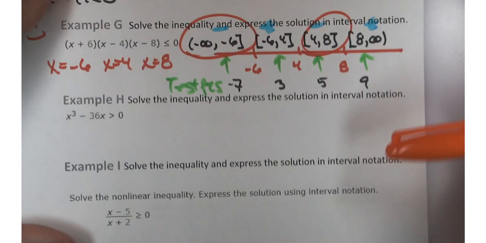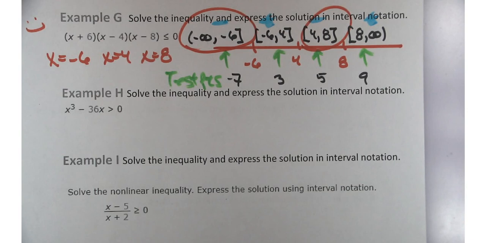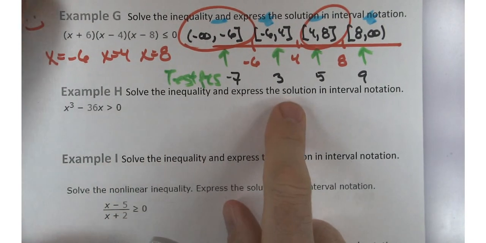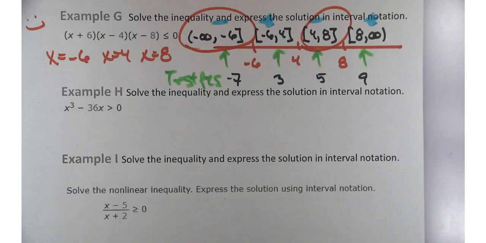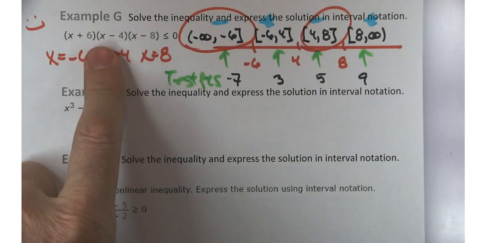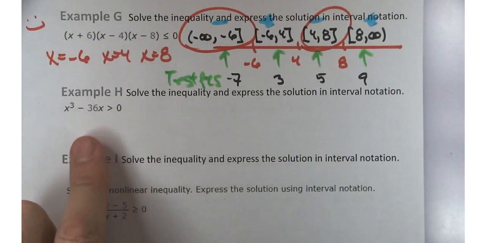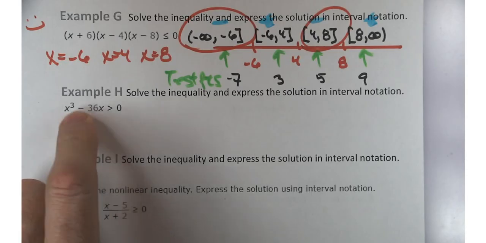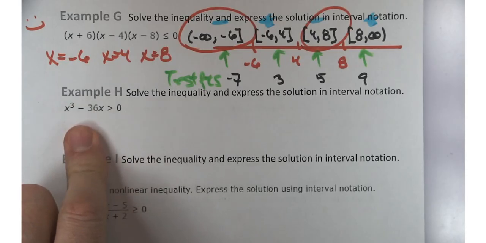Let's keep going with example H here. Solve the inequality and express the solution in interval notation. This is exactly what you're going to see when you work on WebAssign. There's a big difference between this one and G, though. What is the difference? It's not factored. Yeah, it's not factored. All right, so my favorite sports teams were losing that weekend, right? All right, so we got to factor it.